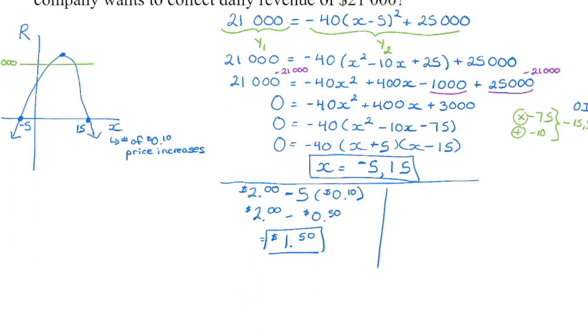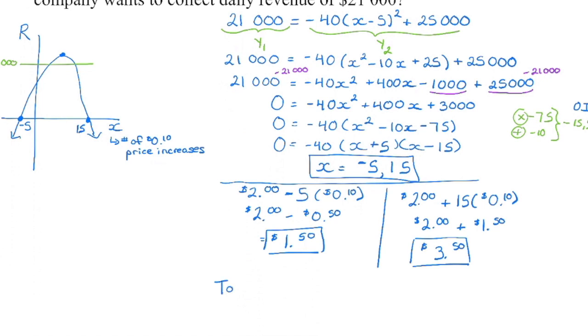We also know that we hit a revenue of $21,000 if x is equal to 15, which means we have 15 10-cent price increases. So then start with the original ticket price of $2. We're going to add 15 increases, each of 10 cents. So 15 times 10 cents is $1.50. $2 plus $1.50 is $3.50.